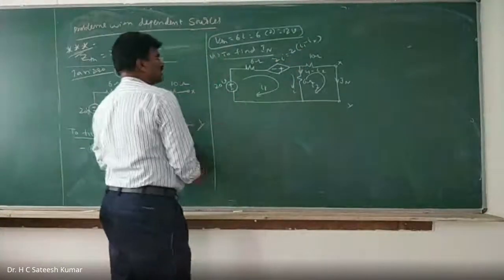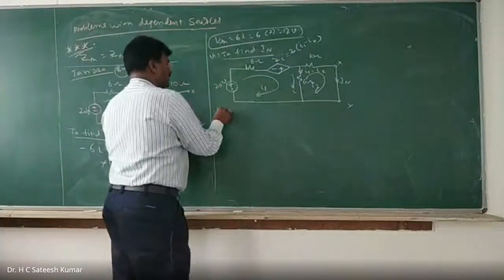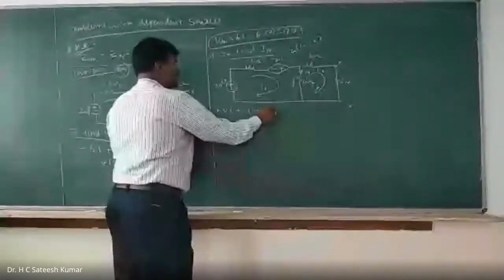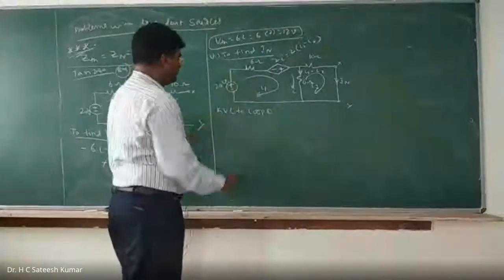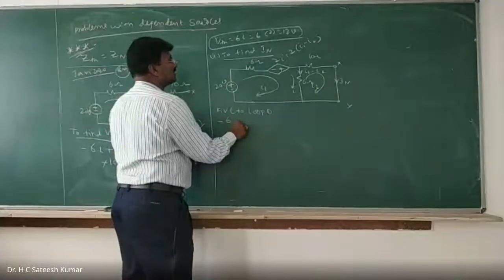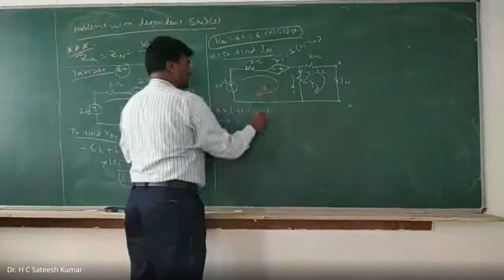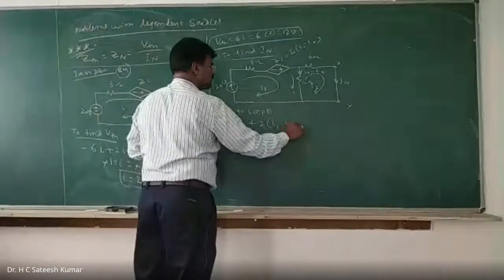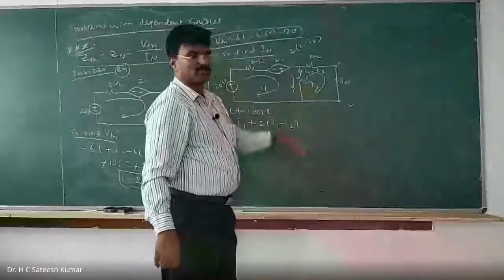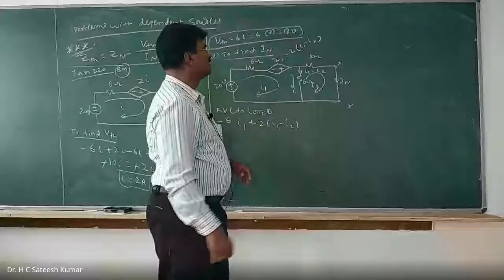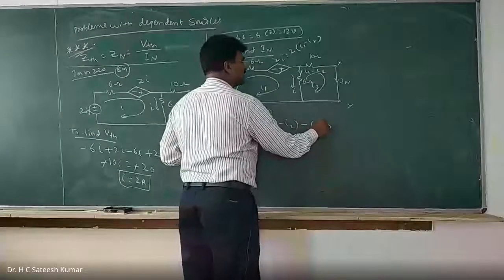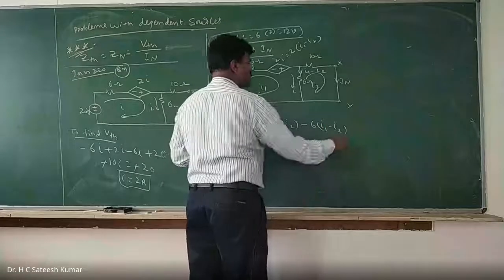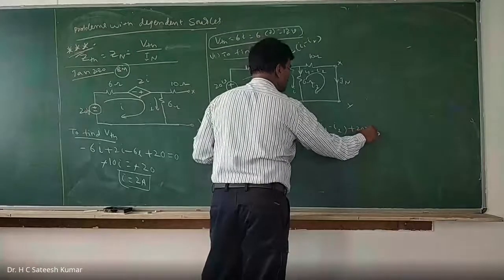Now, what is that you can write? Start from this point. KVL to loop 1. Starting from this point: minus 6 I1 minus 2 into I1 minus I2. You can write 2I and then substitute, but instead directly you can write it: and minus 6 into I1 minus I2 plus 20 is equal to 0.